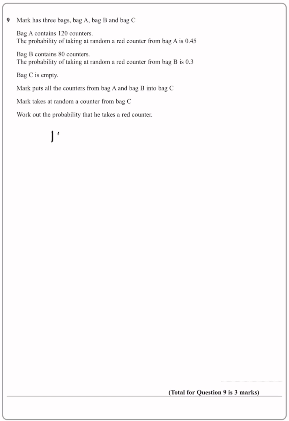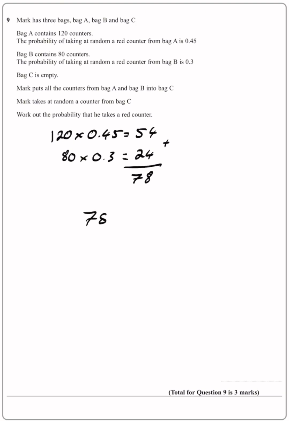Question number 9. So 120 counters in bag A, times that by the 0.45 probability of it being red is 54. So 54 red counters in bag A. In bag B, 80 times 0.3 is 24. Add those together, that's 78 red counters in total. 120 plus 80 is 200, so it's 200 counters in total. 78 of those are red, so 78 out of 200. You can simplify that if you want to.